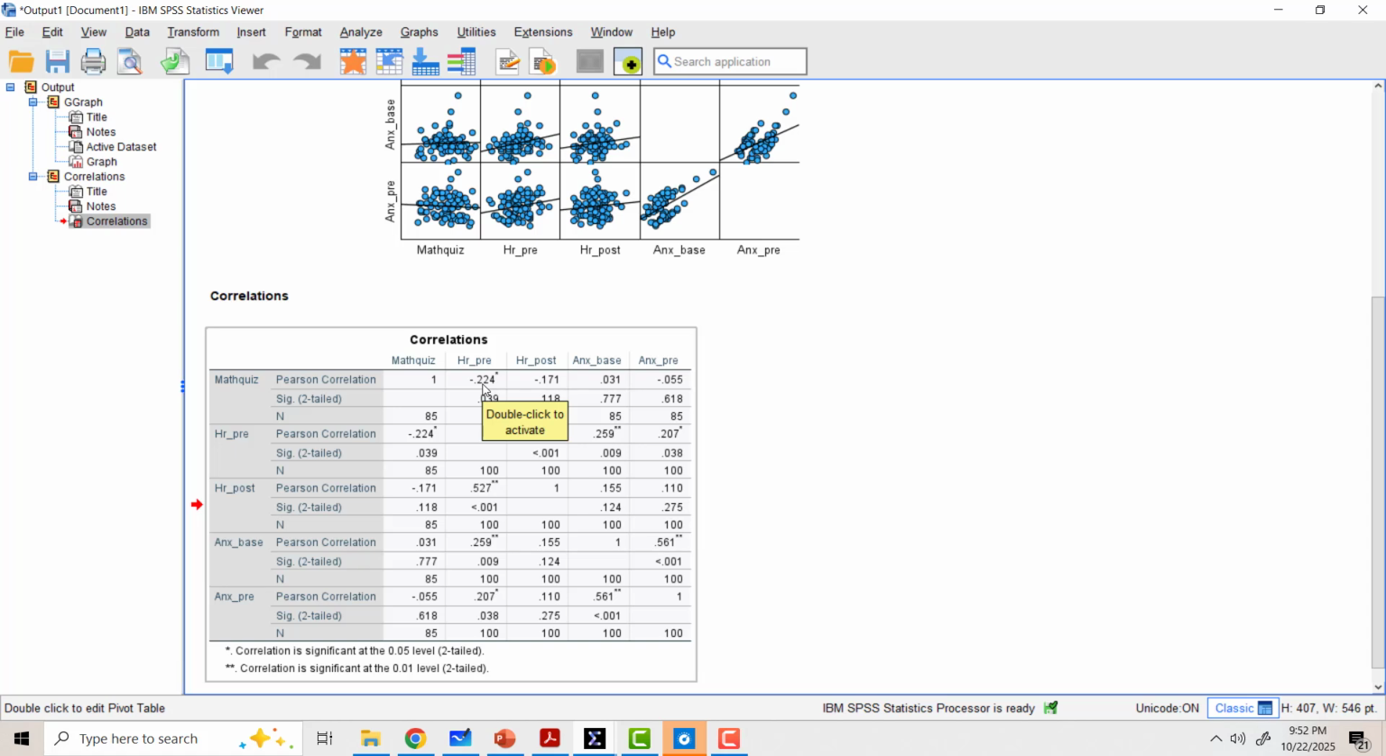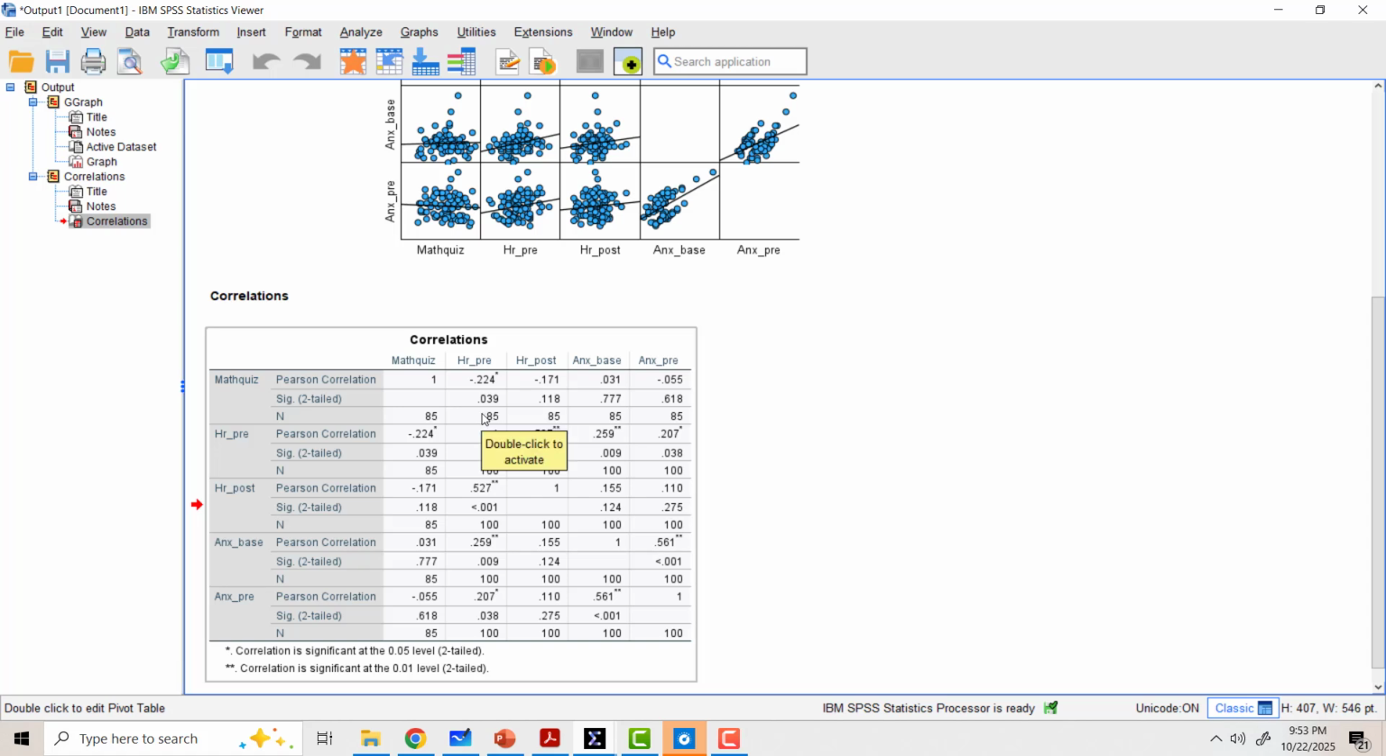You get three values. You get the actual correlation, the effect size. You get the significance, which is P. We'd reject the null hypothesis of the correlation not being significant at P equals 0.05, but fail to reject at P equals 0.01. And we've got a sample size of 85.